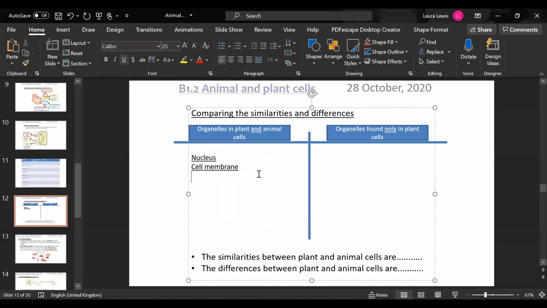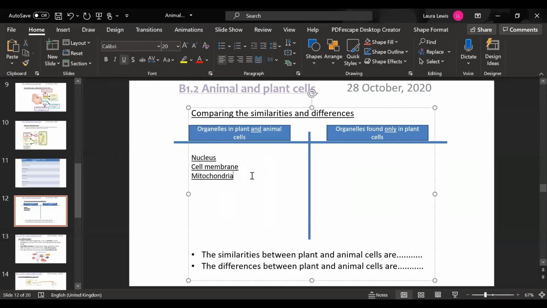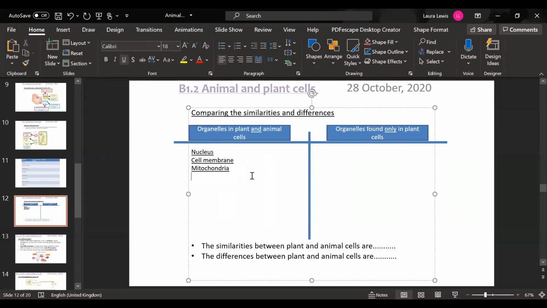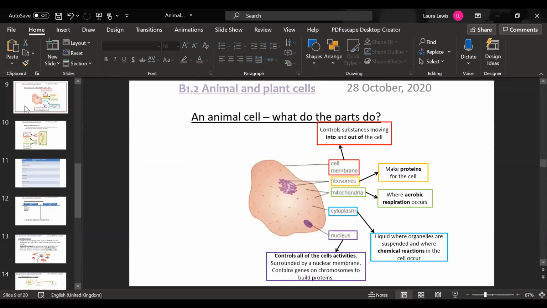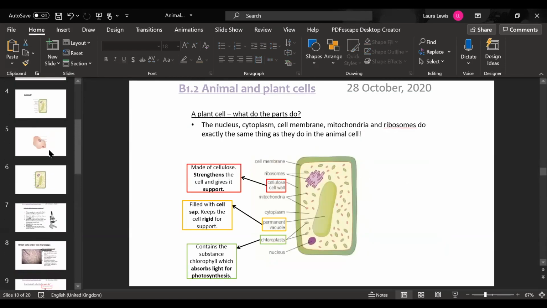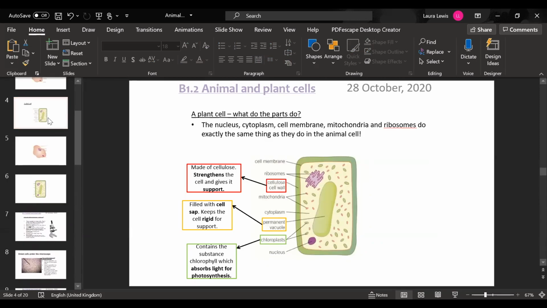Plant and animal cells: mitochondria. Of course, you can go back and look as well. One mitochondria is actually called a mitochondrion. Okay, so mitochondria is more than one. Okay, ribosomes. Okay, so let's have a look. Let's see if we are correct. It's all found in both plant and animal cells.